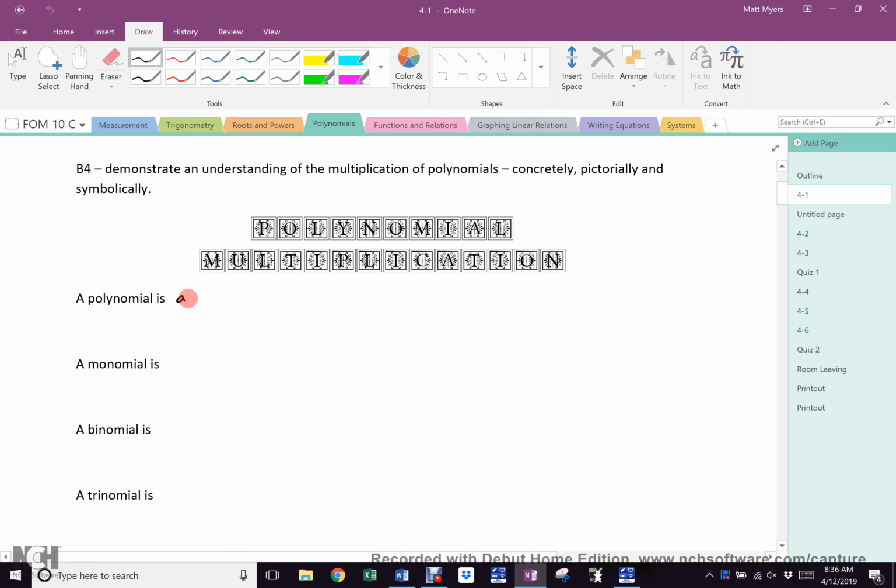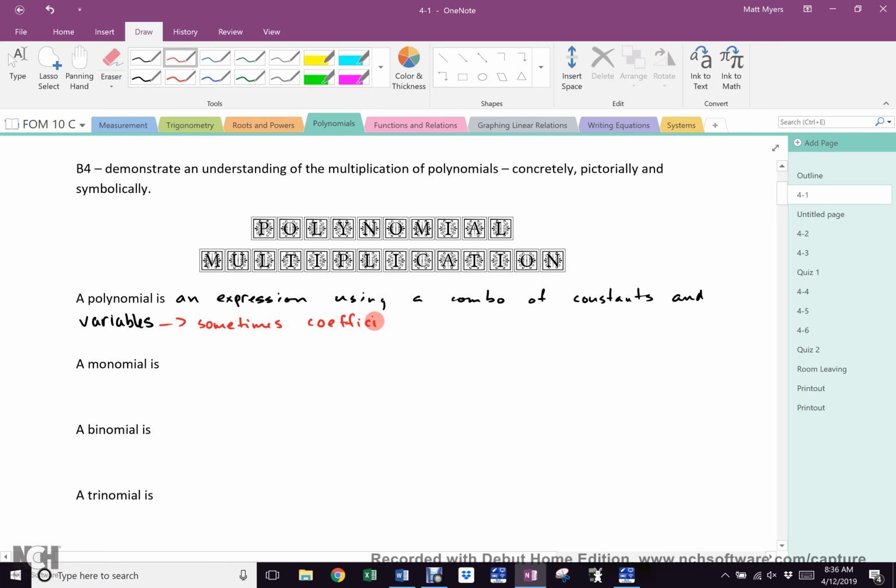A polynomial is an expression using a combination, and I'm lazy, so I'm going to write combo of constants and variables. Sometimes coefficients are involved.